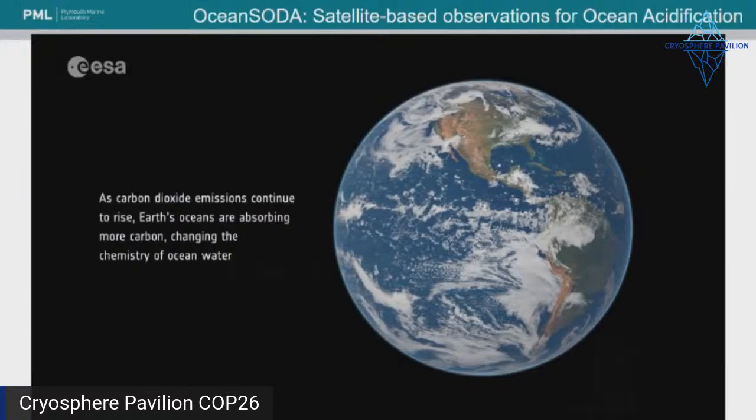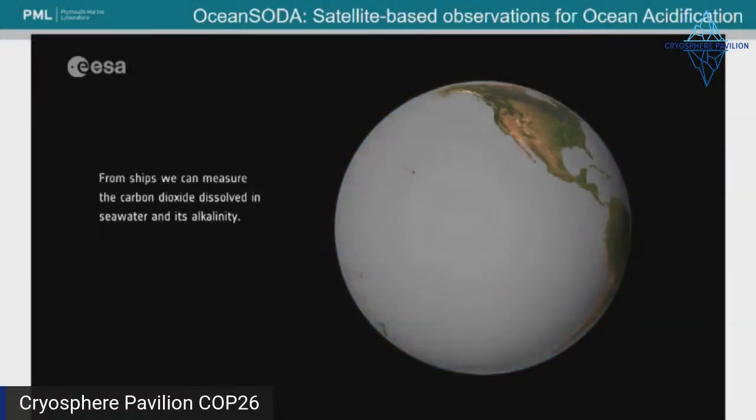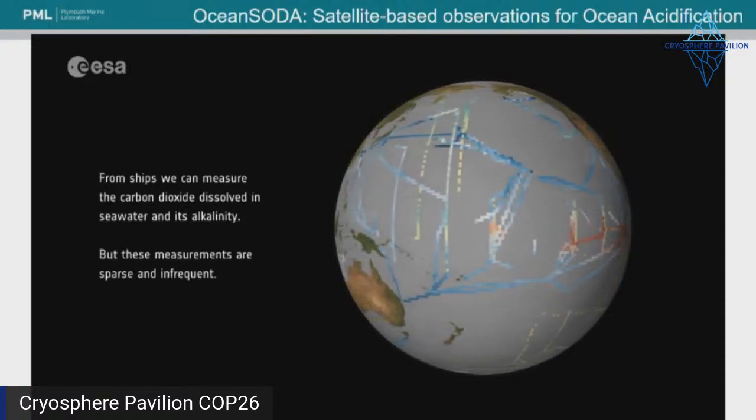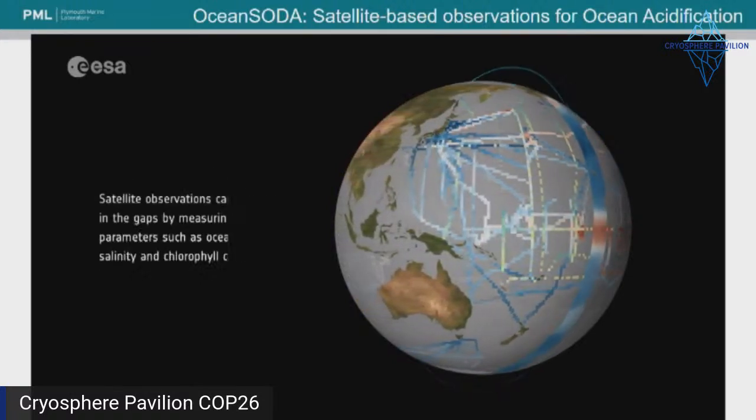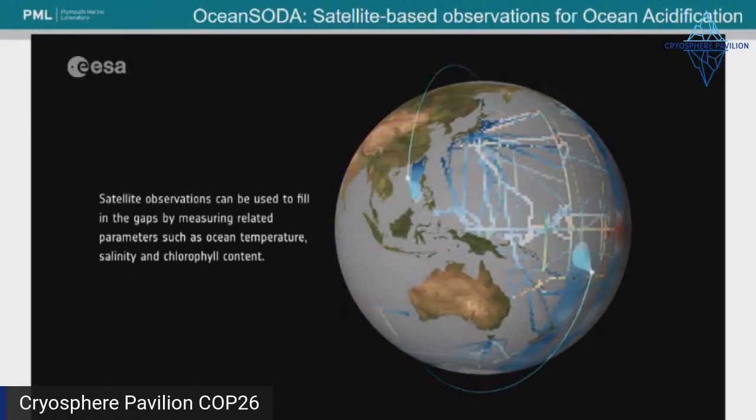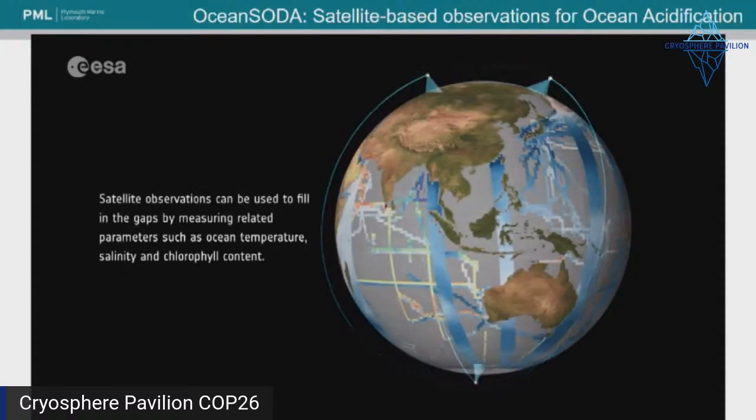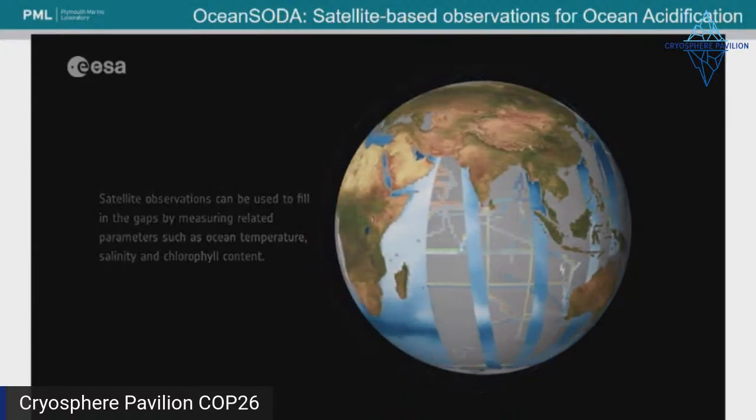It was a European Space Agency project called OceanSODA, and it's looking at how we can use satellite-based observations to measure carbon dioxide and alkalinity and some of the associated products that allow us to look at changing pH. So we can use ships of opportunity, but we can also then use satellites, and satellite observations can be used to fill in the gaps by measuring related parameters such as temperature, salinity, and chlorophyll content.